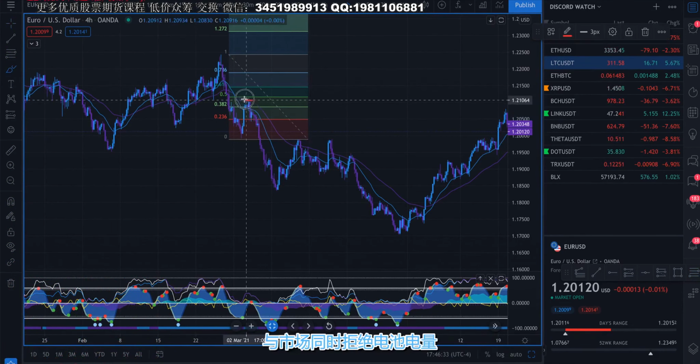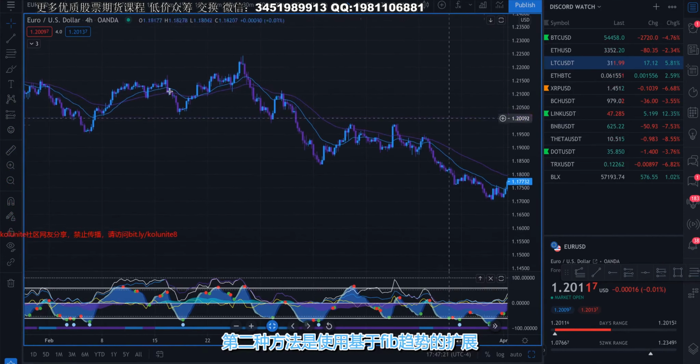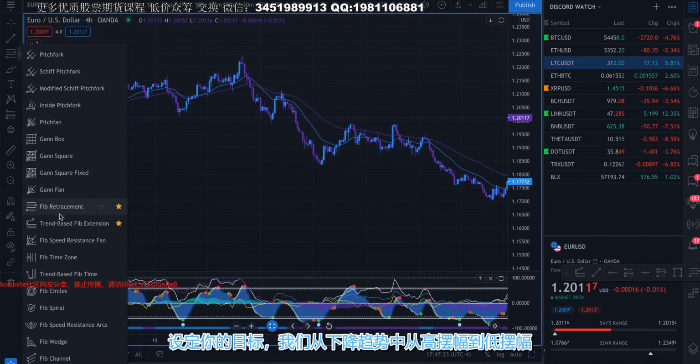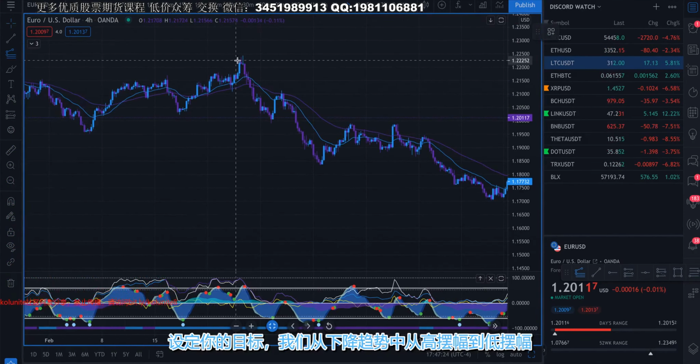The second way to do it is to use your fib trend-based extension to set your targets, where in the downtrend we go from the swing high to the swing low to the bottom of the retracement, and we can set some of our targets this way. And again, look at how these targets are just respected. If we zoom out and pull this thing down like this, what do we notice? We notice that we actually come down perfectly to the 1.618 extension. And these levels are respected.